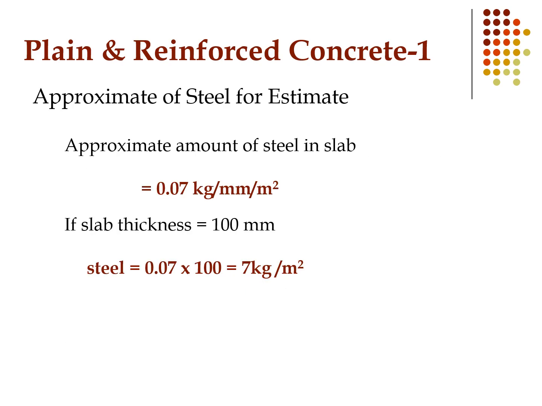Approximate area of steel normally comes out to be 0.07 kg per millimeter per meter square. If slab thickness is 100 millimeter, then steel will be 7 kg per meter square. But this is an approximate value. We need to calculate actually based on our loads. This is just a reference value.